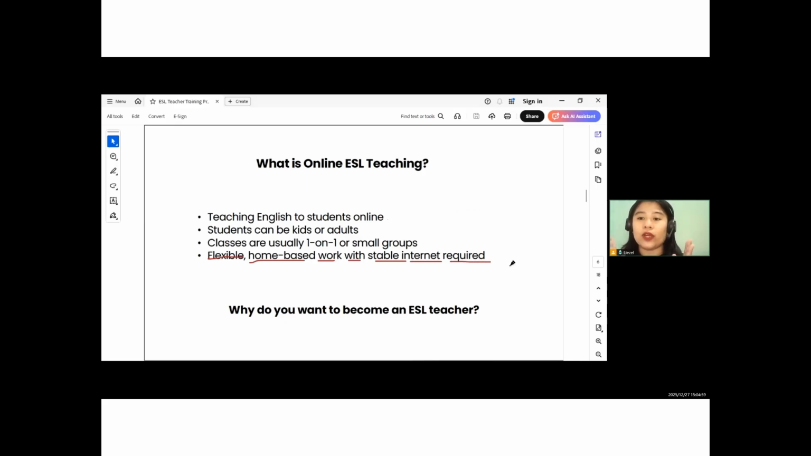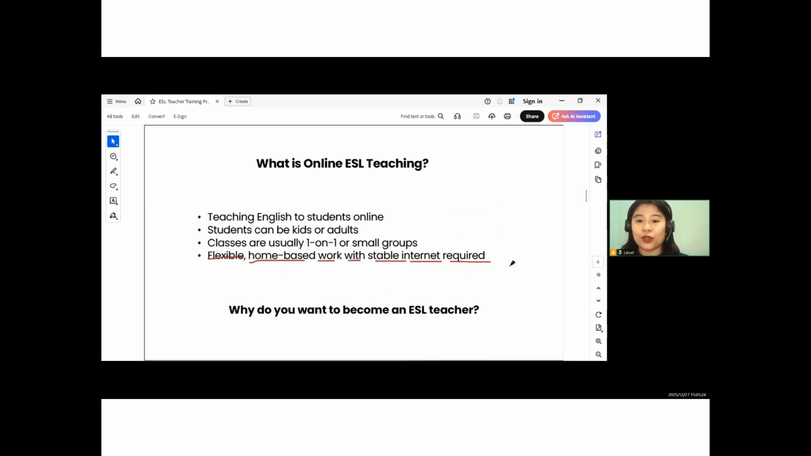Next one, we have here flexible home-based work with stable internet required. Meaning to say, when you are working as an online ESL teacher, you must have a stable internet connection. You can have a fiber or LAN connection, and you need to have a backup because there are some instances that teachers may go absent because of not having good internet connection.